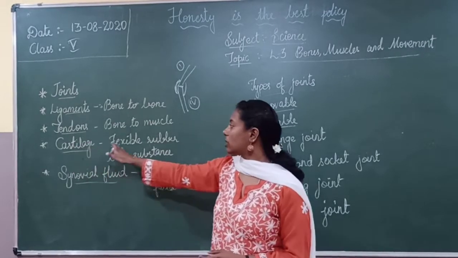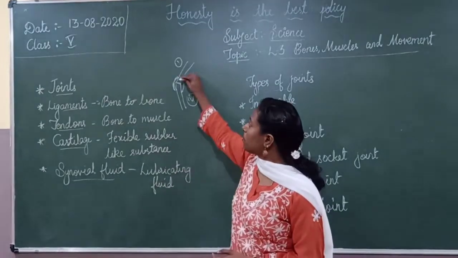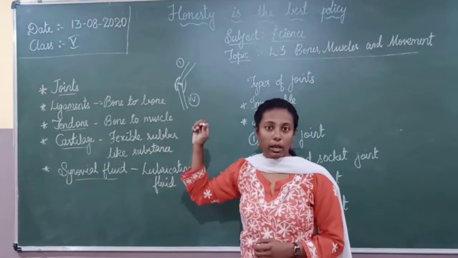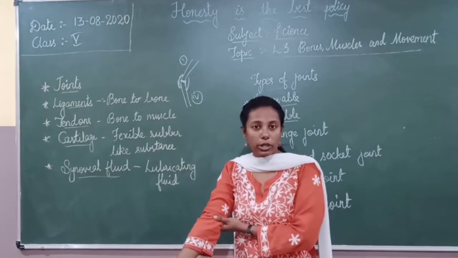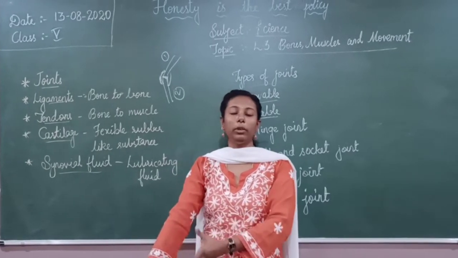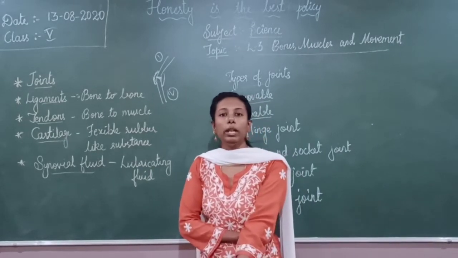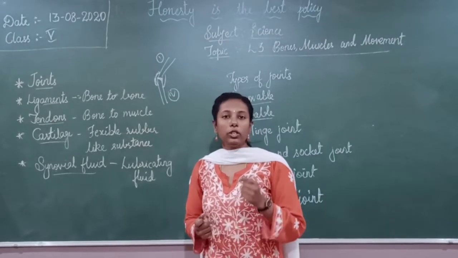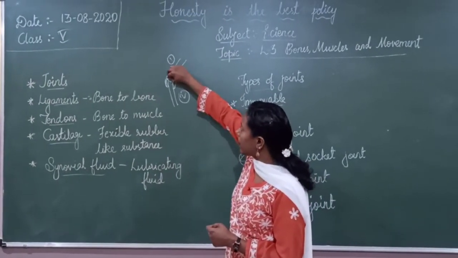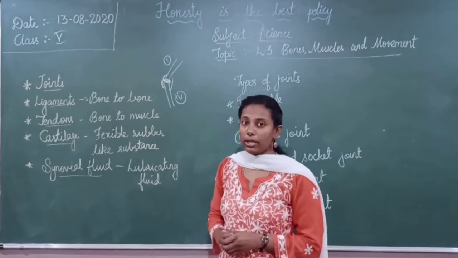Cartilage. Cartilage is a flexible, rubber-like substance present in between the bones. If the bones were directly joined here, there would be a lot of friction when we are moving any part of our body, correct? With a lot of friction, what happens? The bones will get broken into small pieces. So what is present here? Cartilage, a soft rubber-like substance.